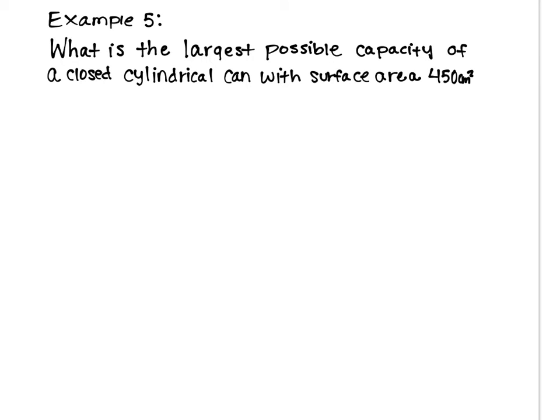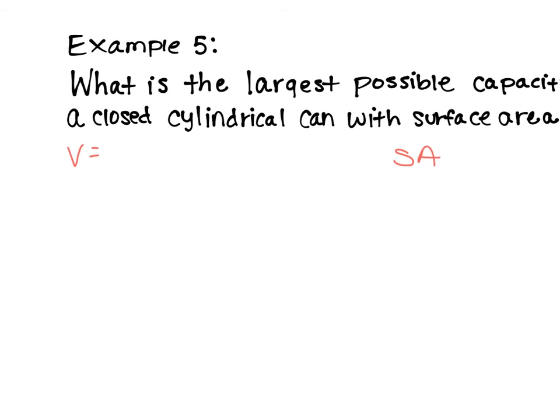Okay, so when we're starting this problem, we are going to start by saying, okay, it's asking about the largest possible capacity. So that's talking about volume. And then it also tells us that we know that the surface area is 450 centimeters squared. So we also need to know the formula for surface area. And so we need to figure out both. So the volume of a cylindrical can is going to be pi r squared h.